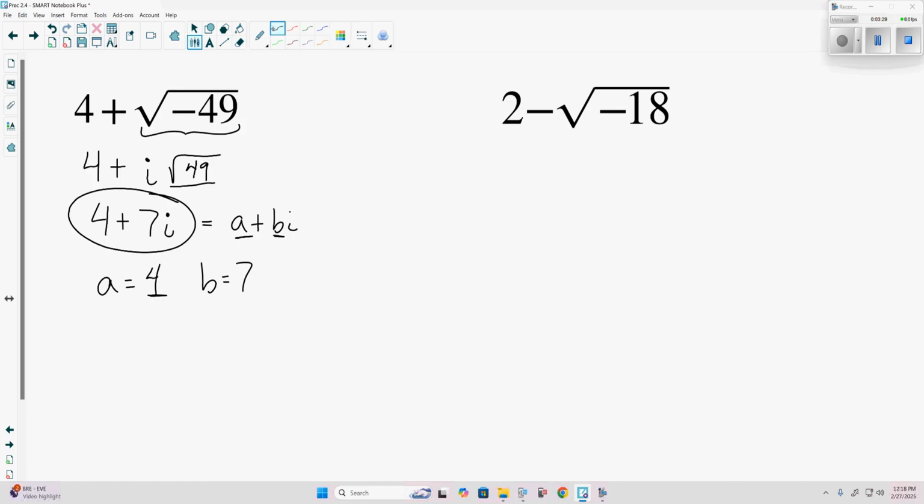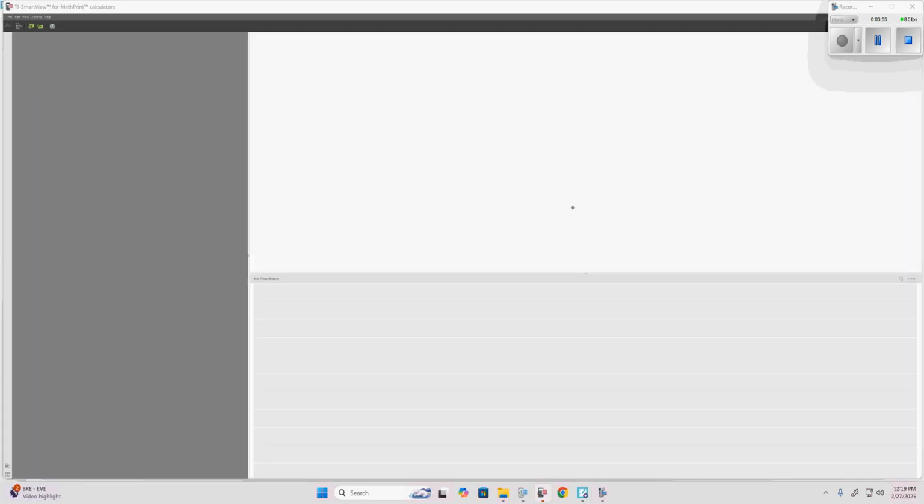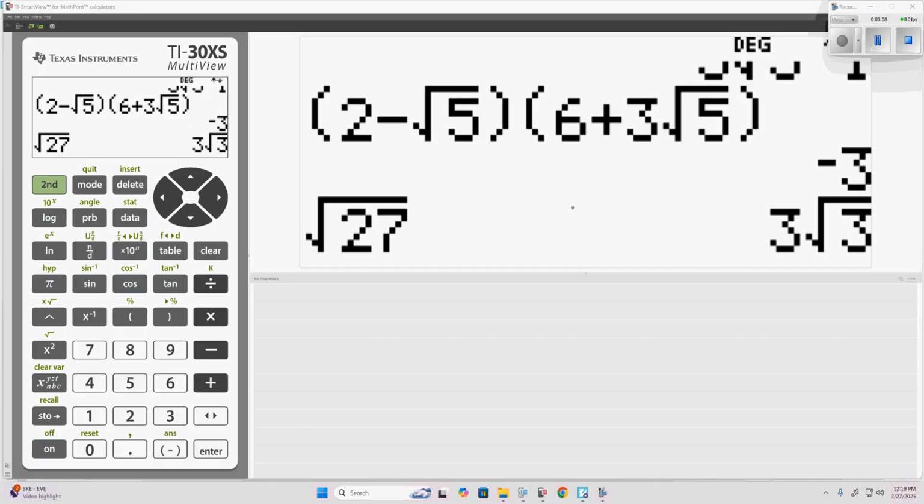Let's look at 2 minus the square root of -18. Well, the negative, again, is going to come out as i, leaving us with i times the square root of 18. Now, we need to make sure that the square root of 18 simplifies as far as possible. There is a perfect square factor in 18, so we do have to reduce that radical. One of the ways is we can use the calculator and tell it to take the square root of 18.